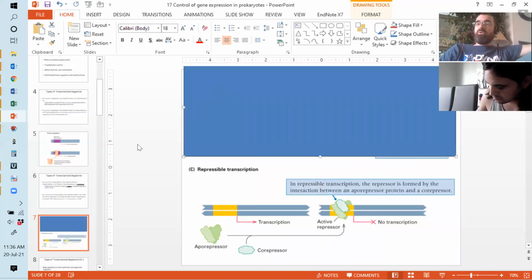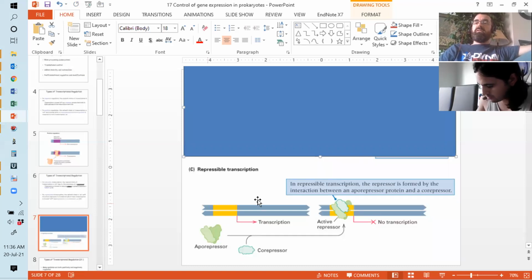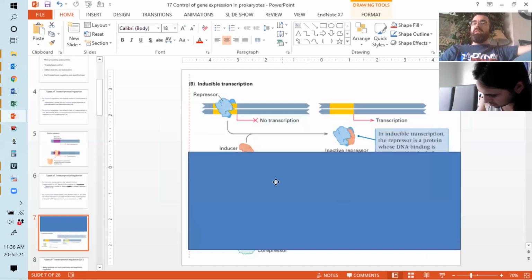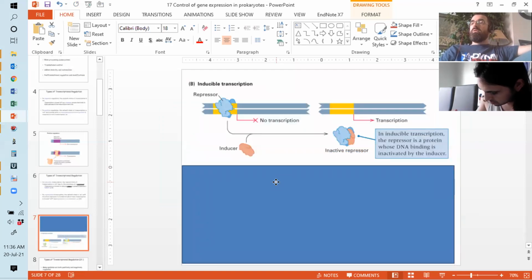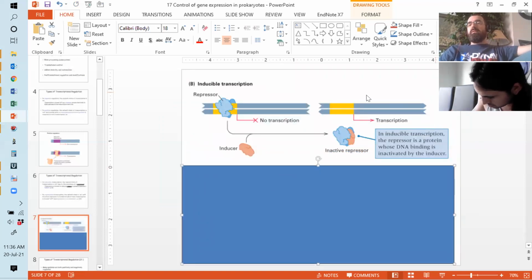Now, in repressible transcription, the default state is on, right? So in the absence of protein, you'll get transcription. And that repressor that's present will not bind on its own. Right, so this is one of the big differences. An inducible, now let me write this down.